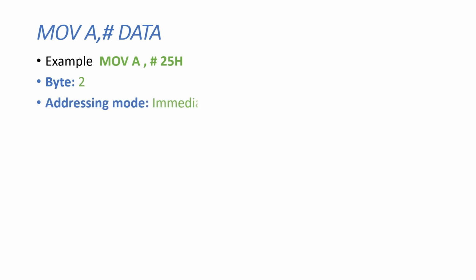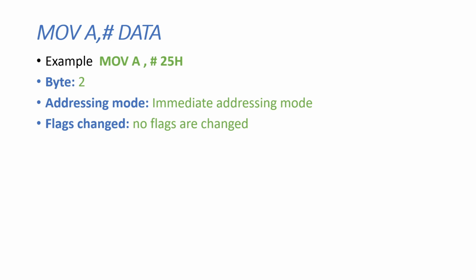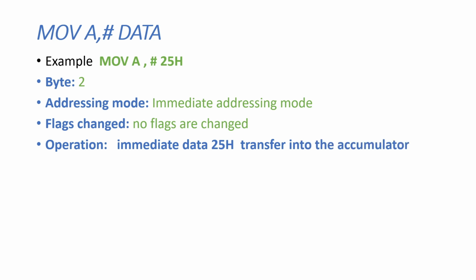Next is the addressing mode. Here immediate data is present, that's why this is the immediate addressing mode. To understand the instruction set, you should be aware of addressing modes. Please go through that video. The link is given in the description block. Flag change: no flags are changed due to this instruction. Now the operation. By using this instruction, the immediate data 25h is transferred into the accumulator. See, 25h is the immediate data which is directly transferred into the accumulator. After execution of this instruction, the content of the accumulator becomes 25h.